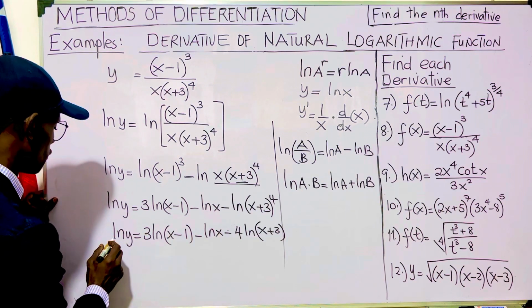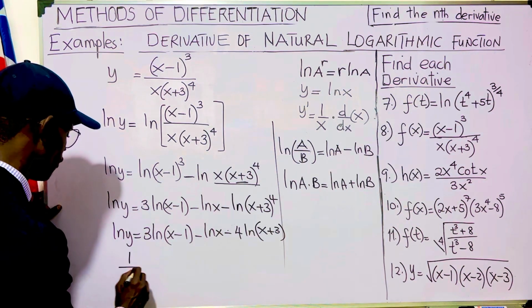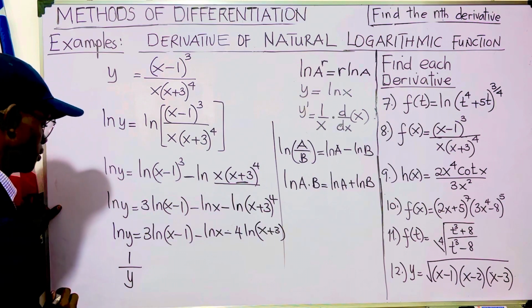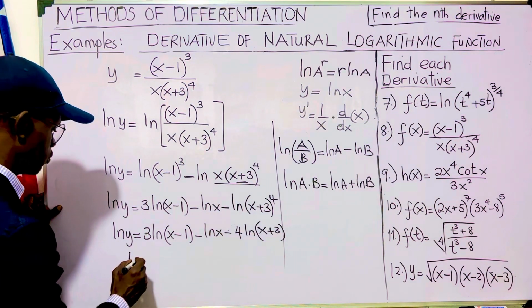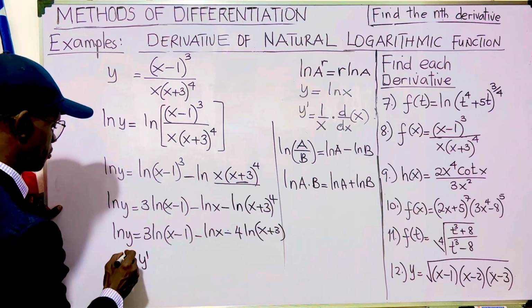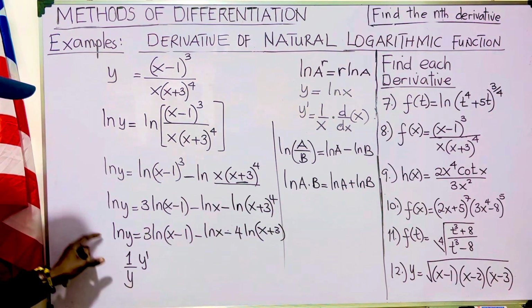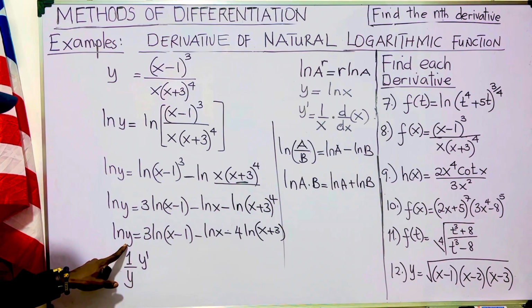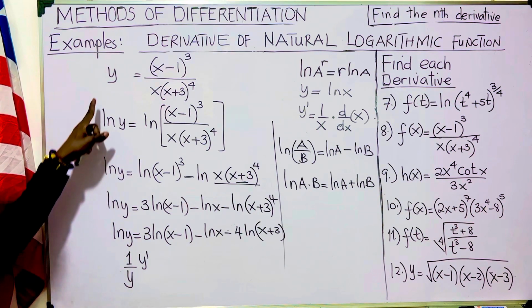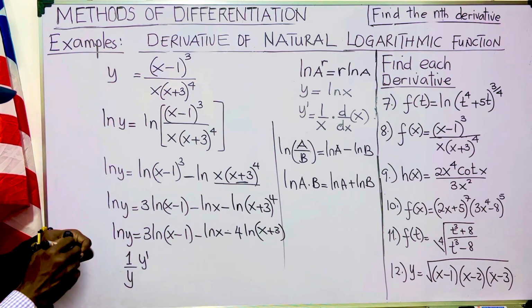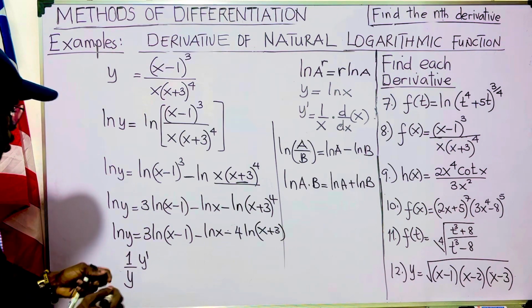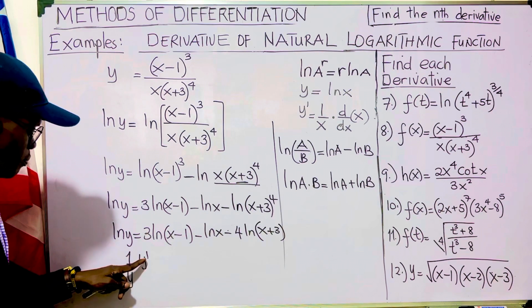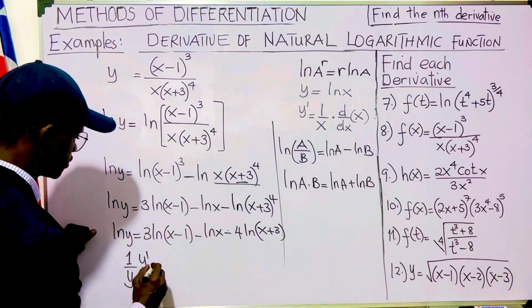So the derivative of ln of y is just 1 over y, and then times the derivative of this y, which is y prime. Now we attach y prime because y is the name of this function. And at the end of the day, we must be able to solve for y prime. So that's why we attached y prime equals.